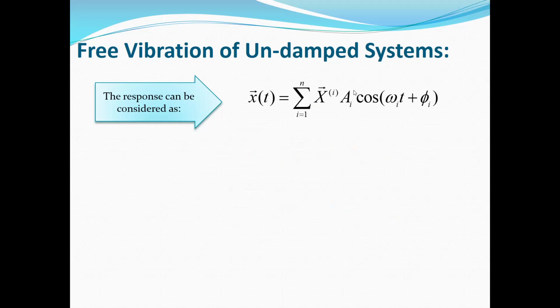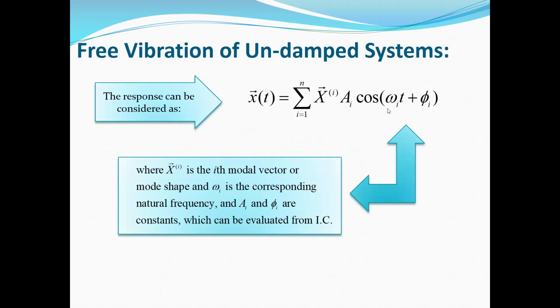Now we can obtain the Ai and Phi, which are called the constants for this response, from the initial conditions of your system. For a system with n degrees of freedom, we need 2 times n initial conditions. As you know, similar to the 2 degrees of freedom system, we need 4 initial conditions, but here for a system with n degrees of freedom, we need 2 times n initial conditions to obtain Ai and Phi, which are the constants in this response.